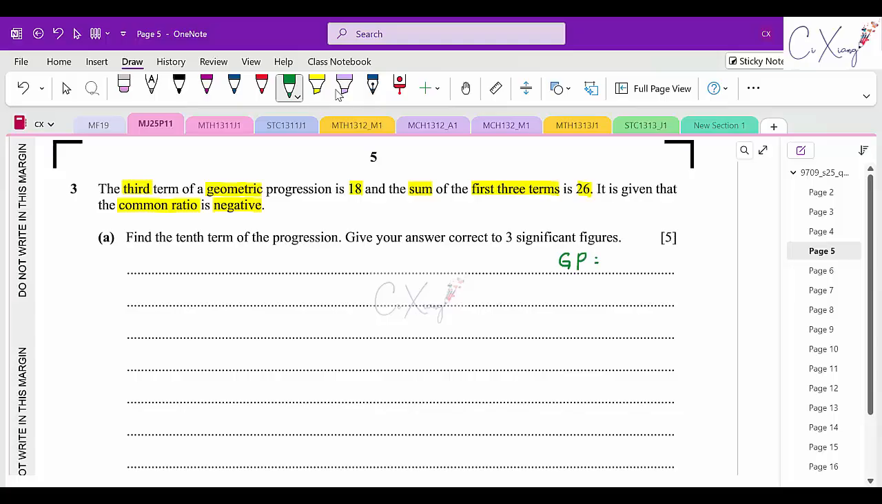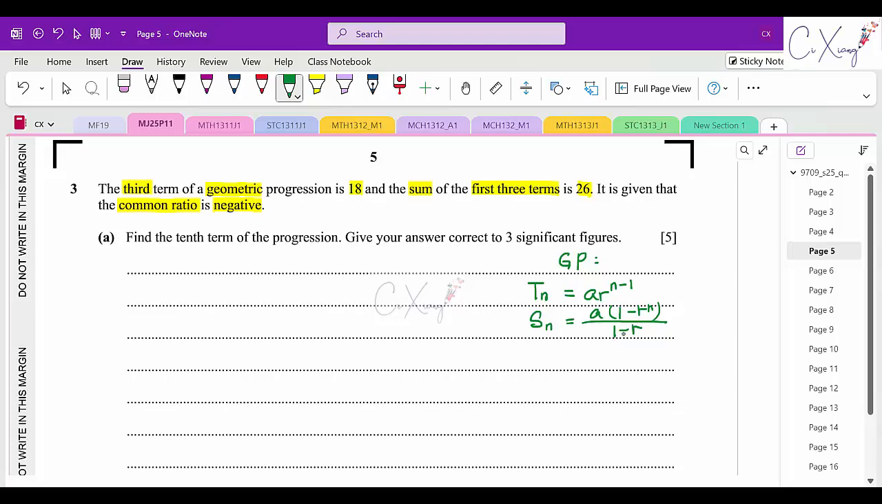What is the general formula for the nth term? The nth term will be AR to the power n minus 1. And what is the formula for the sum? The sum of the first n terms will be A times R to the power n minus 1, divided by R minus 1. Or in some reference books, maybe our formula booklet, they write it as 1 minus R to the power n divided by 1 minus R. Basically, they are the same. These two formulas will give you the same answer. This is the formula we have.